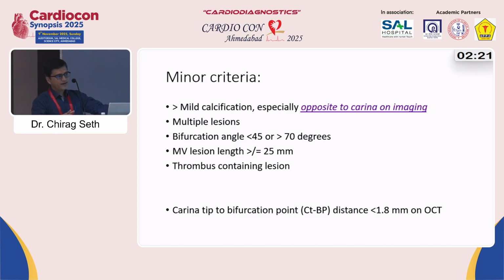Additionally, on OCT, if we find that there is carina tip to bifurcation point distance less than 1.8 millimeter, that also would mean that an important side branch could be at a greater risk of being lost during main branch PCI. And in all of these patients, if the side branch is big, even though lesion length may be small at the ostium, it may need to be salvaged and may have to be considered for an upfront elective double stent strategy.